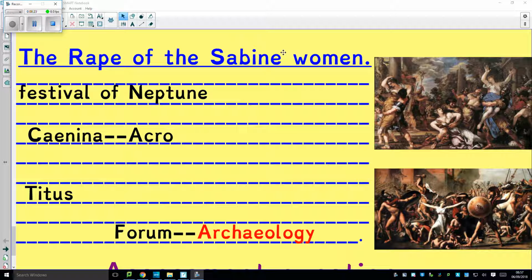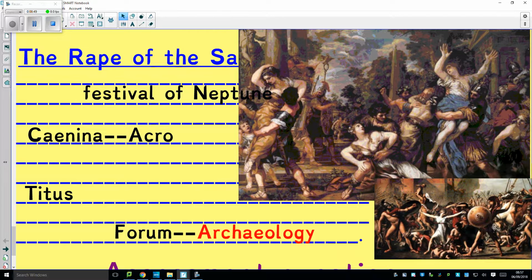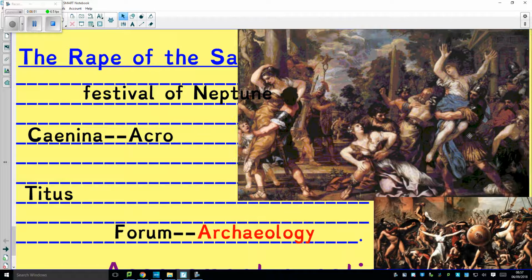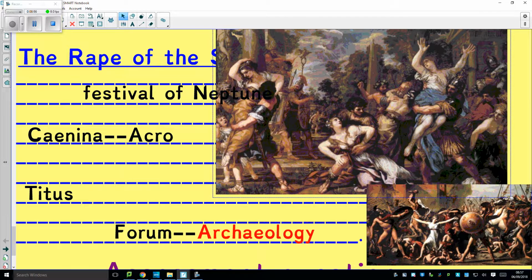They ask the neighbouring tribes, neighbouring peoples, can we marry some of your daughters? They said no. So here's the plan. They put on a party, a festival to the god Neptune, and invited everybody to come to the party. And they all did. At this party, at a signal from Romulus, his men, the Romans, grabbed some of the women of a neighbouring tribe called the Sabines and dragged them off and kidnapped them.